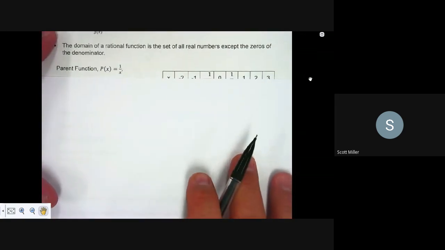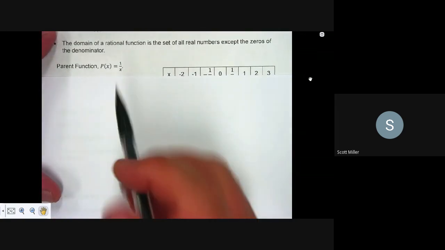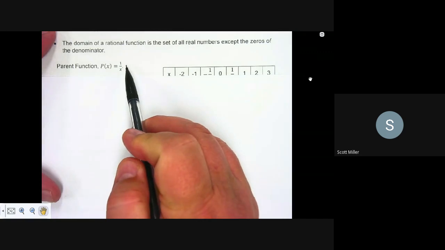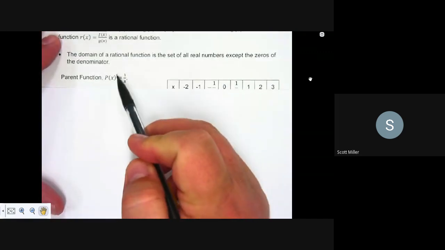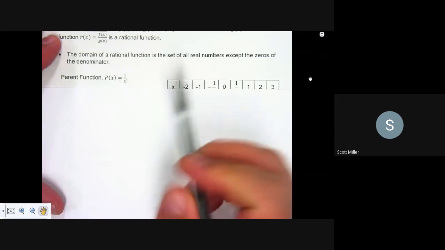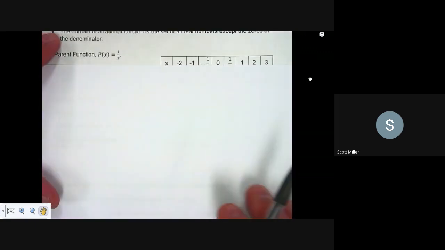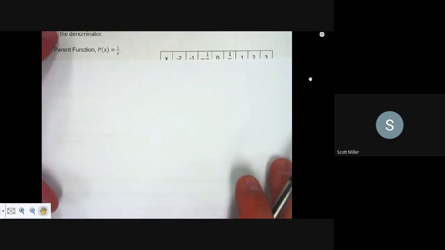So we're going to look at the main parent function for rational functions, especially the simple rational functions. It is this function, 1 over x. It is also sometimes called the reciprocal function. And we're going to graph it to see its characteristics and talk about its domain and range and all that kind of stuff.